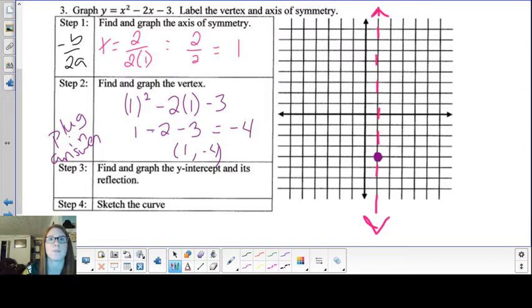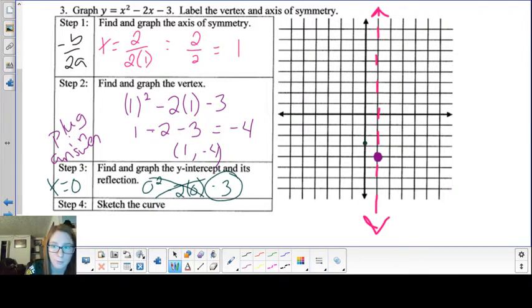My next step is to find my y-intercept. My y-intercept is on this line, where x is always 0. We want my x to be equal to 0. So now I'm going to plug in 0 into the original one, just like I did with 1. So I have 0 squared minus 2 times 0 minus 3. And 0 squared is nothing. 2 times 0 is nothing. So my intercept is at negative 3. So I'm going to go at 0, negative 3.